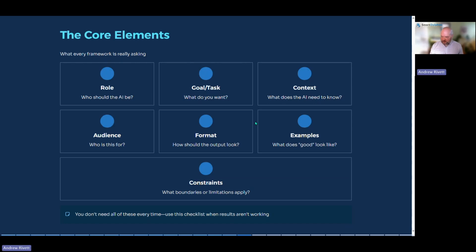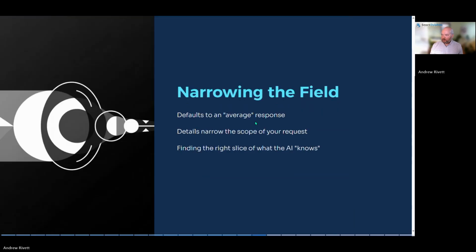And so what we're really trying to do here is narrow the field down. When you think about what these tools are actually doing, if you just give it a very generic prompt, it's going to pull an average of all of the different answers related to that topic in its training set. What you're doing is narrowing the field of your request. You're saying, I only want responses related to this part of the topic. You're getting a more specific slice of everything that the AI knows and getting that output instead.